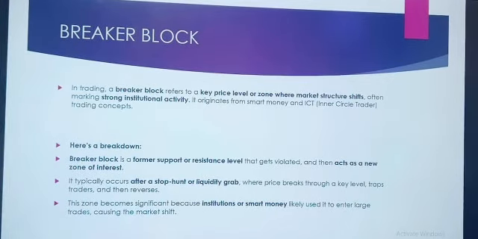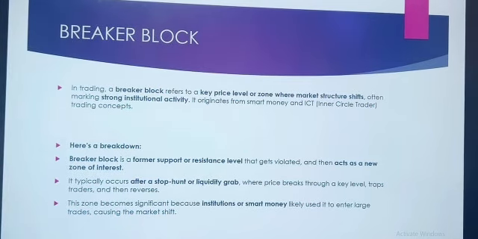A breaker block refers to a key price level or zone where market structure shifts, often marking strong institutional activity. It originates from smart money and ICT, which is the inner circle trading concept. So this breaker block originated from what? Inner circle trading concept, or smart money concept.